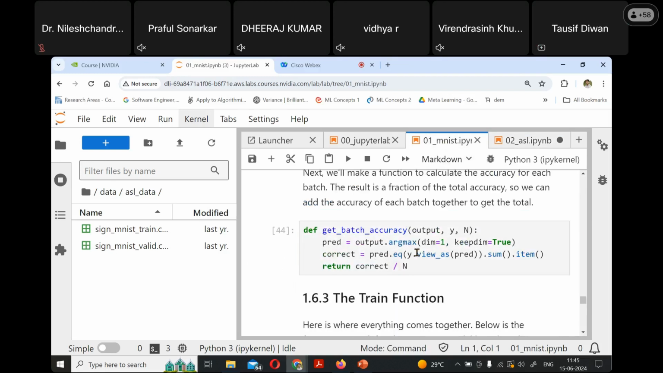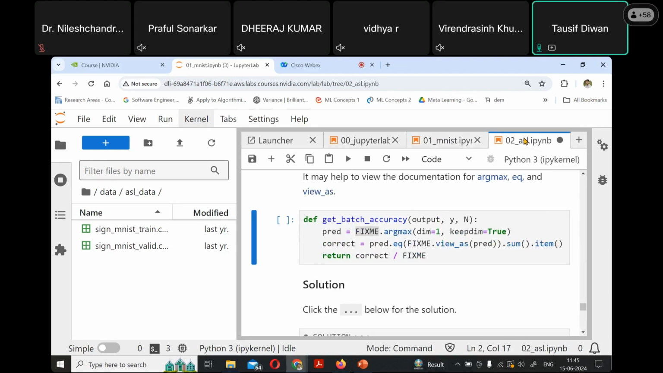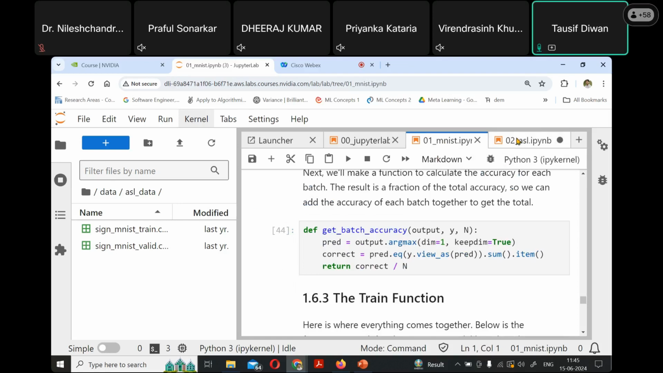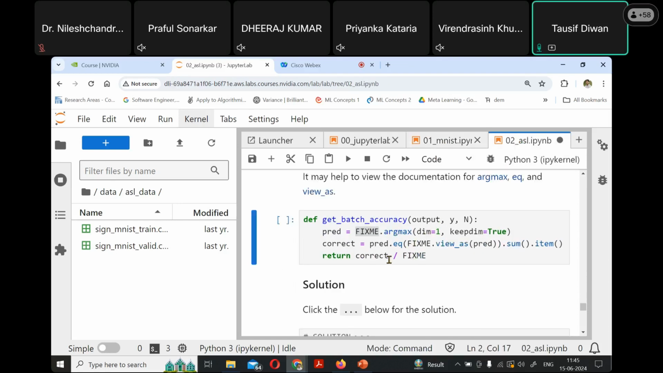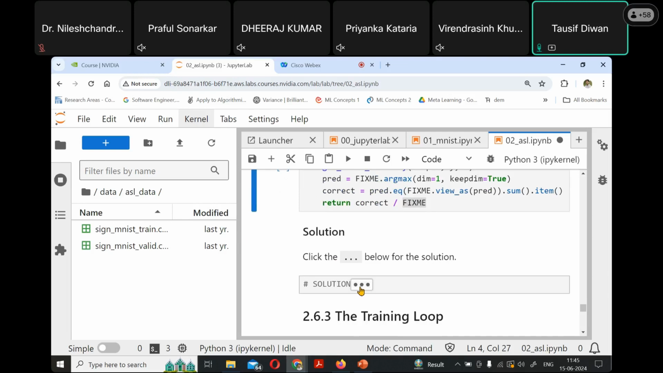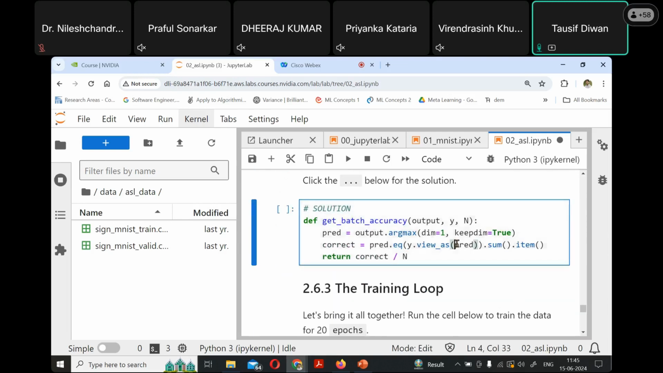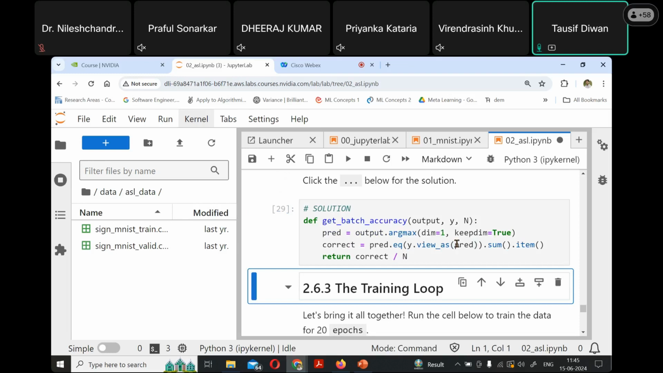Then this is prediction, view as this prediction, then summation of this, and the single valued tensor is converted into a number by .item. Then what we should write over here, y is nothing but our label. And correct divided by FIXME. So this n is written over here. Or otherwise you can just click on these triple dots, you will see the solution directly. Just run this cell. So we define the train function, we define the validation function, we define get batch accuracy.